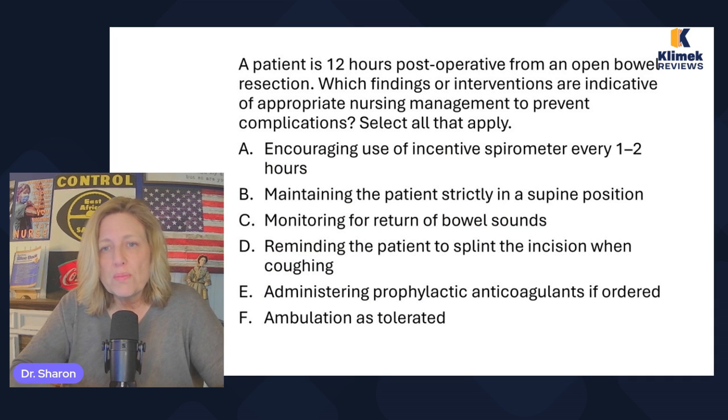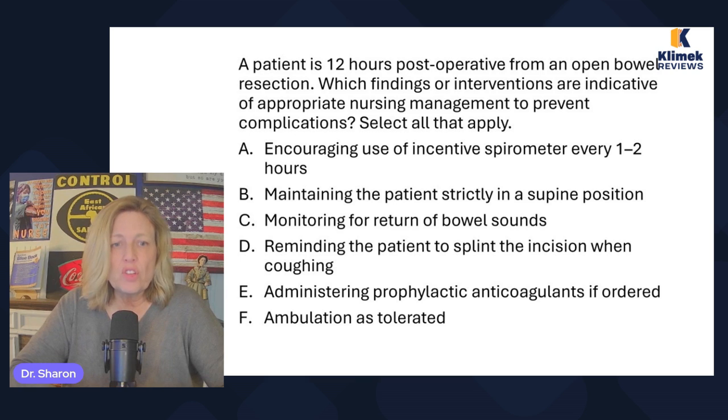A patient is 12 hours post-op from an open bowel resection. Which findings or interventions are indicative of appropriate nursing management to prevent complications? Encourage use of incentive spirometer. Maintain the patient strictly in supine position. Monitor for return of bowel sounds. Remind the patient to splint the incision when coughing. Administer prophylactic anticoagulants if ordered. Ambulation as tolerated. All right, 12 hours post-op from an open bowel resection.